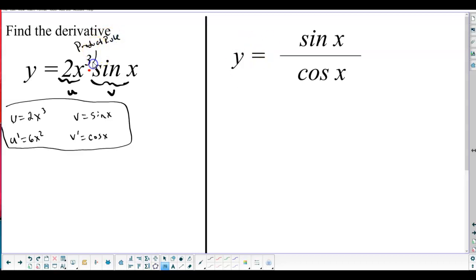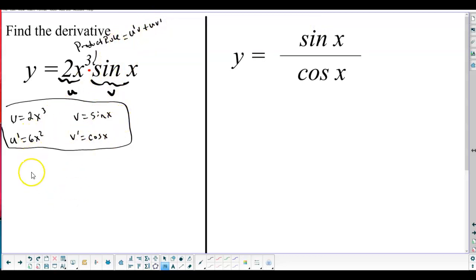And how do I know it's product rule? Because they're multiplying two functions together. And what was the product rule? It was the derivative of the first times the second plus the first times the derivative of the second. So let's just plug in what we know now.